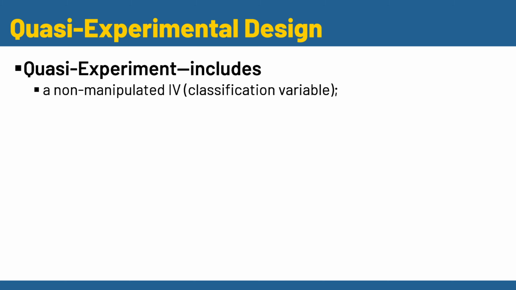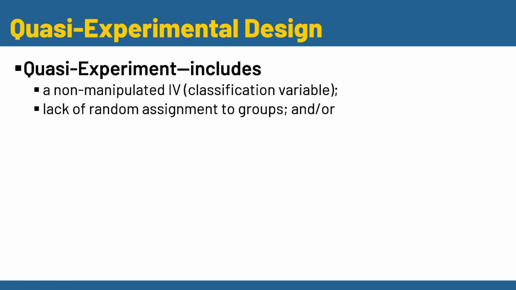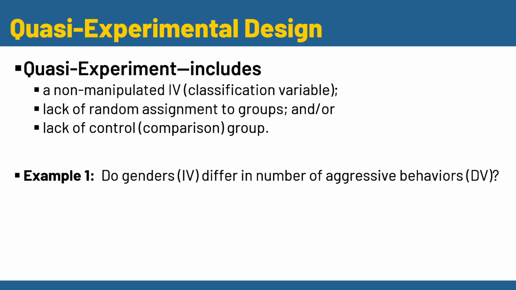Quasi-experiments, really similar. It's just an imperfect experiment is one way to think of it. These are really common in my world, workplace psychology. And so in this case, there's something that's imperfect about it to where it's not a true experiment, but it's still an attempt to assess cause and effect. So for example, we might have a non-manipulated independent variable, lack of random assignment, or lack of a control or comparison group.